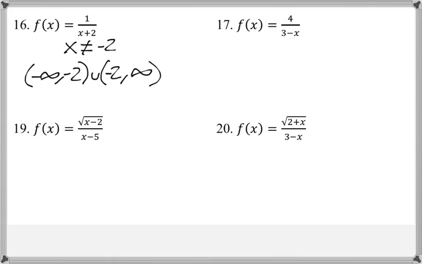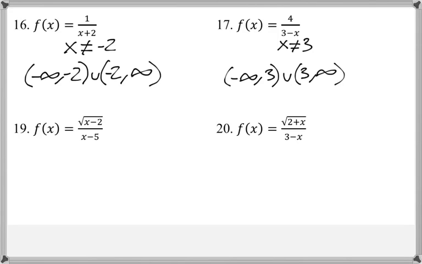For 17, it would be 3 that makes this 0. So x cannot equal 3 because that would make this denominator 0, and you can't divide by 0. So our domain includes everything except for 3. So negative infinity all the way up to 3, and it's 3 with a parenthesis because we don't want to include it. And then 3 all the way to infinity.